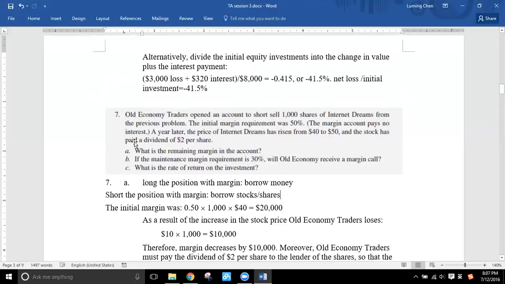And the stock has paid a dividend of $2 per share, which makes it even worse because you have to pay back your broker. Since you borrowed shares from the broker, and now the stock pays a dividend, you should give the dividend back to the broker. So A, what is the remaining margin in the account?